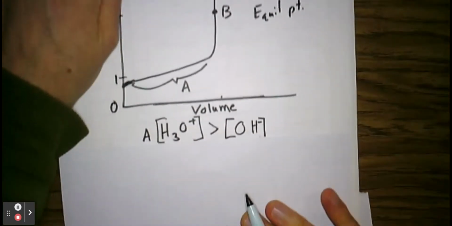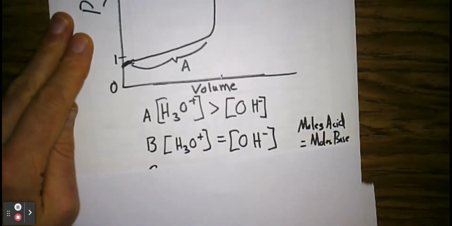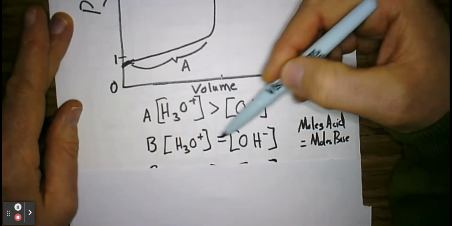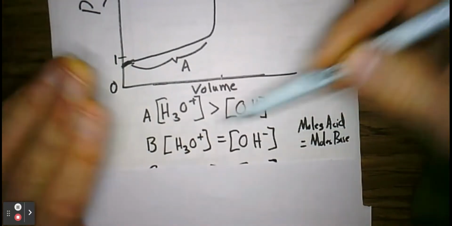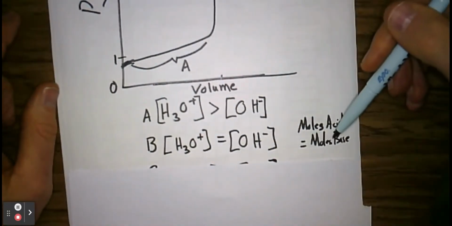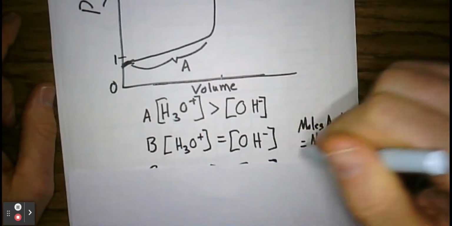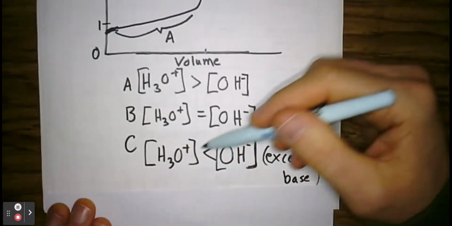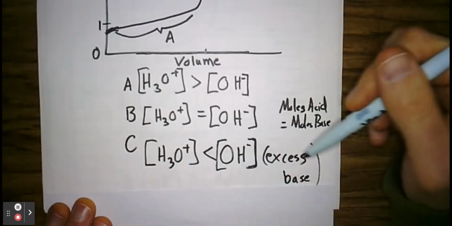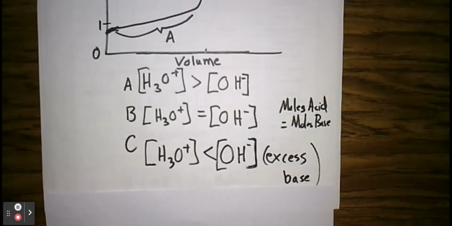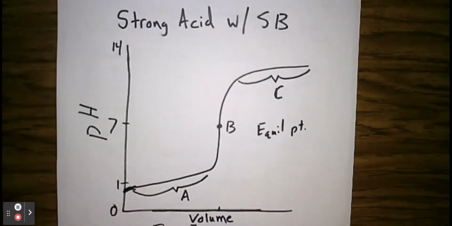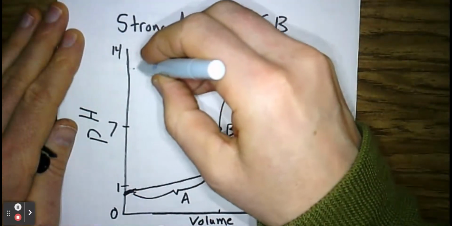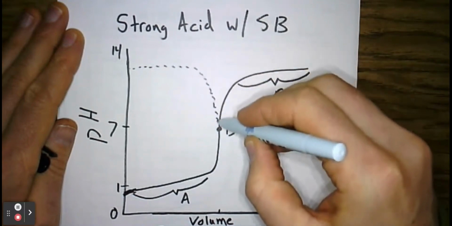All right, and at the equivalence point, for a strong acid and a strong base, my concentrations of hydronium and hydroxide are going to be equal because it's going to be neutral water, and my moles of acid would be equal to moles of base. That's the only time these two things happen. And C is this range up here. That's when I have more hydroxide than hydronium because I have excess base in there. All right. So those are some important regions to understand about a strong acid and base curve. A strong base curve would look like a mirror image. It's going to go like that.